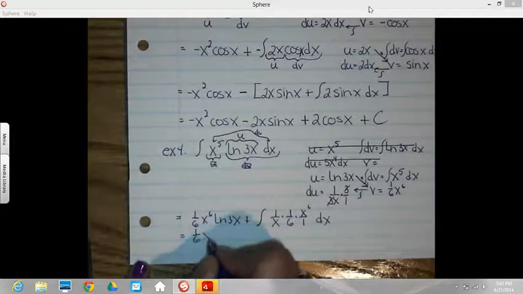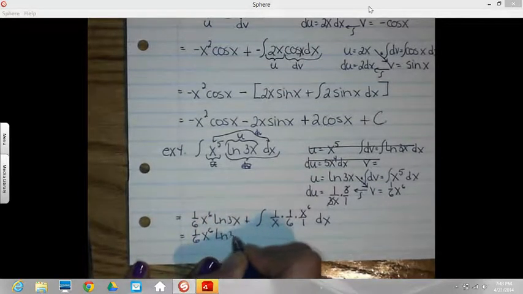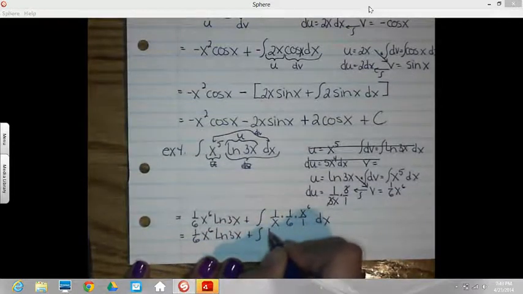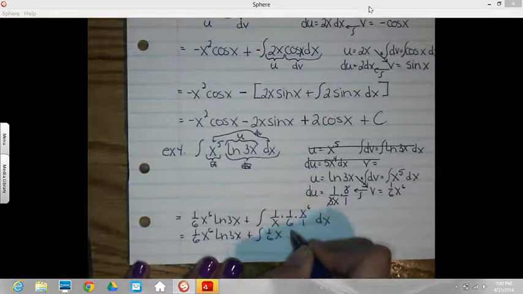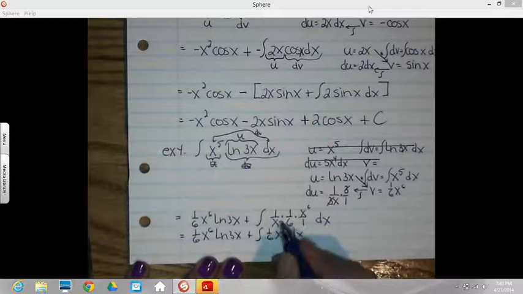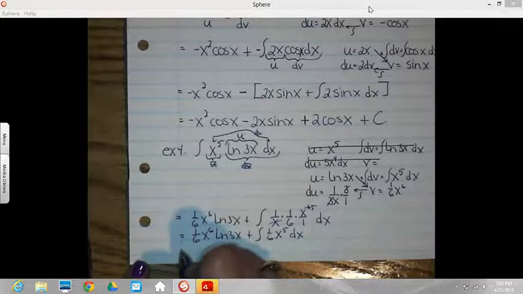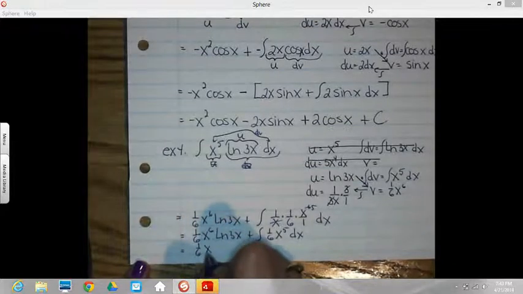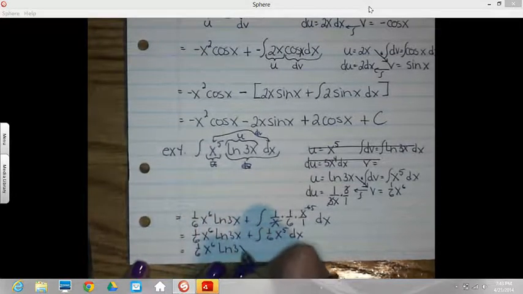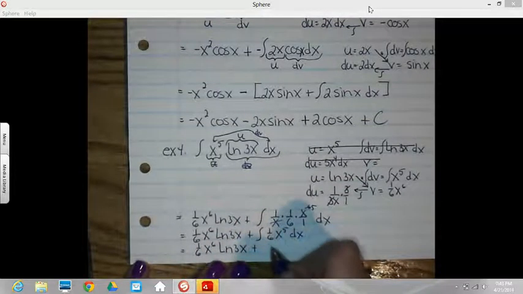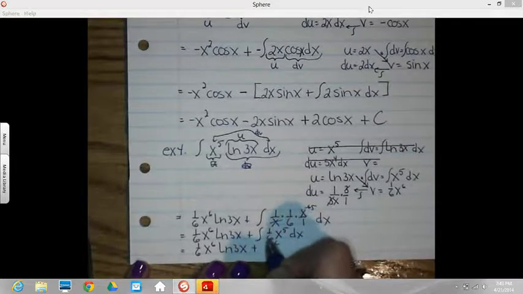1/6 x to the 6th ln 3x. Simplifying first, this is going to become 1/6 x to the 5th dx, canceling out one of the x's. That one's gone down to 5. And now I just integrate that term and I'll be done. 1/6 x to the 6th ln 3x plus power rule. That's going to go to a 6. So that's x to the 6th times the 1/6. That's going to give me 1/36, plus c.